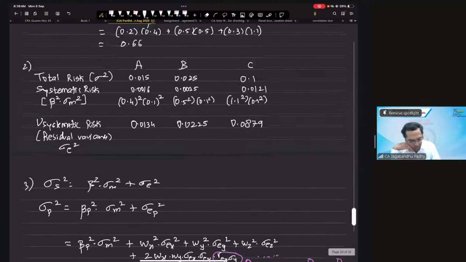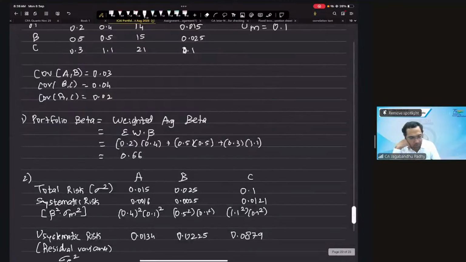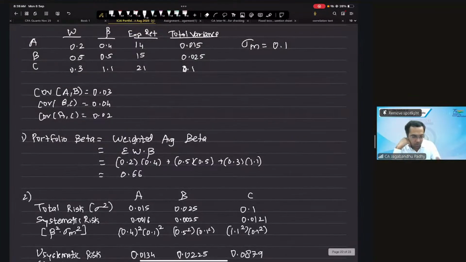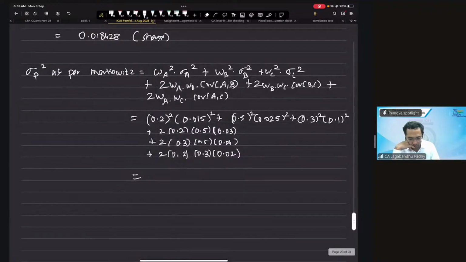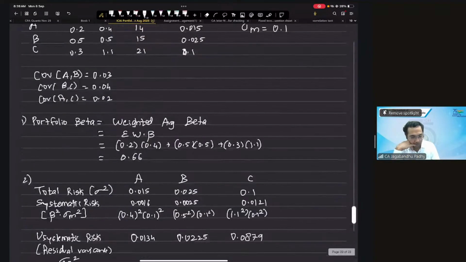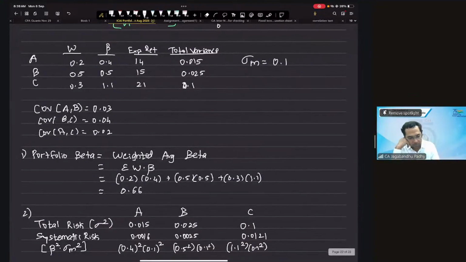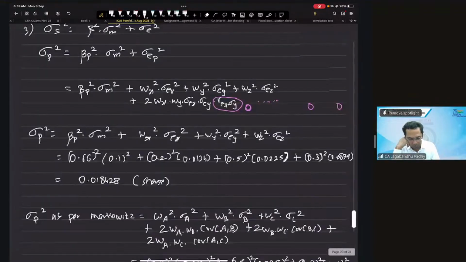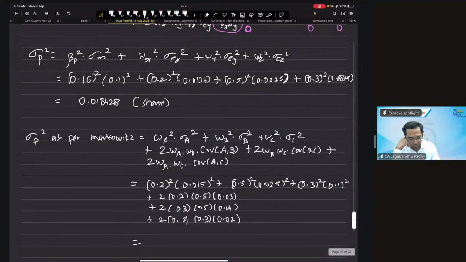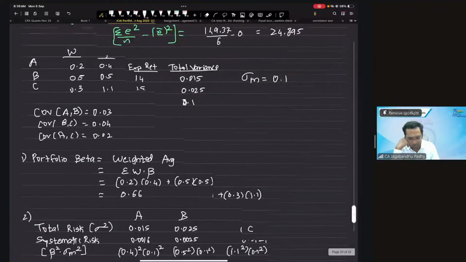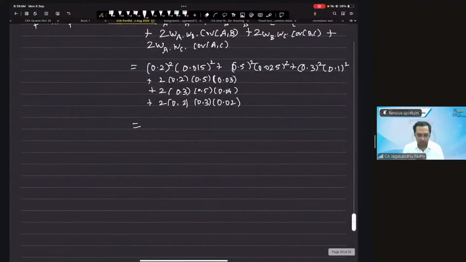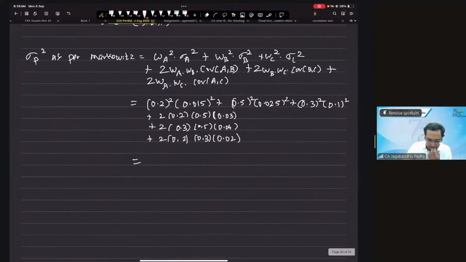There seems to be some issue with this because weights: 0.2 into 0.5 into 0.03, 0.2 into 0.5 into 0.03, then 0.3 into 0.5 into 0.04, 0.2, then 0.2 into 0.3, 0.02. Yeah, it seems to be correct, but what is the number?